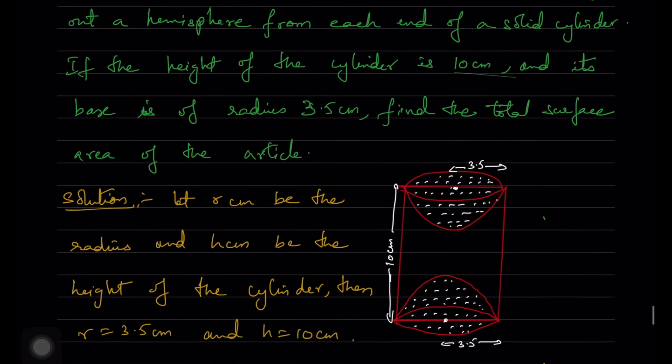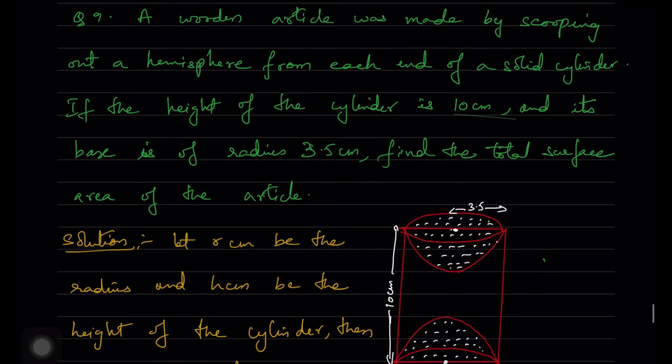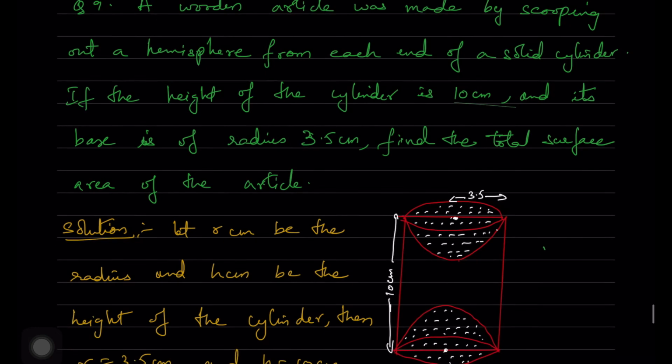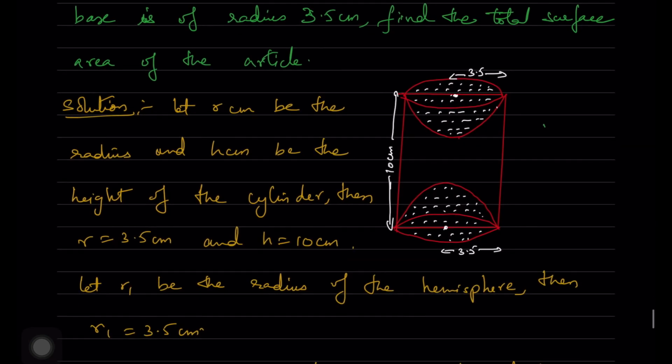Now next, question 9. A wooden article was made by scooping out a hemisphere from each end of a solid cylinder. So from top and bottom you are removing a hemisphere. The height of the cylinder is 10 centimeters and its base is of radius 3.5 centimeters. Find the total surface area of the article. Now let r centimeters be the radius, that is 3.5, and the height is equal to 10 centimeters, and r is also the radius of the hemisphere.